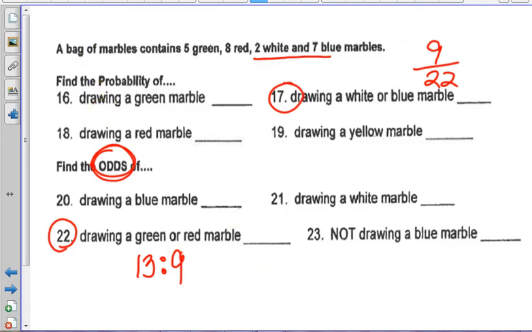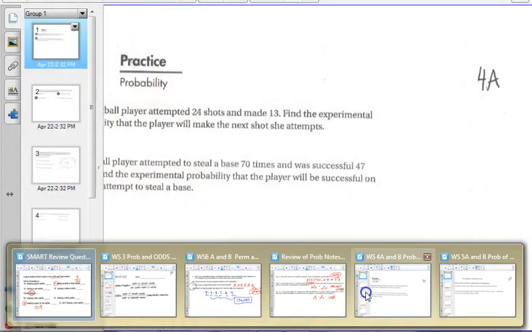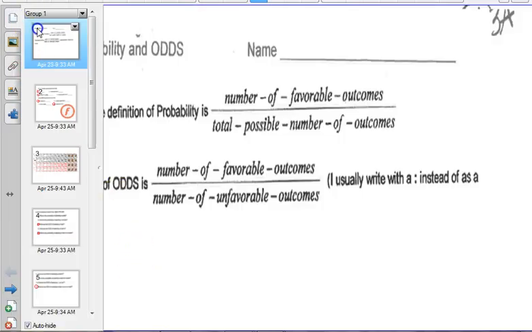On that same sheet? I don't know that I have that slide. Let me find it here.